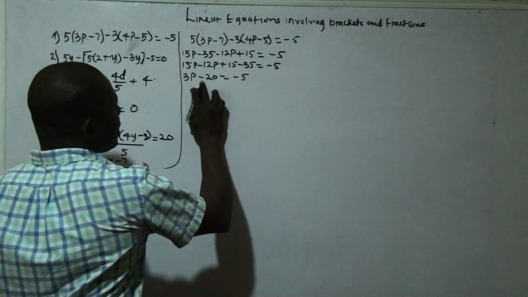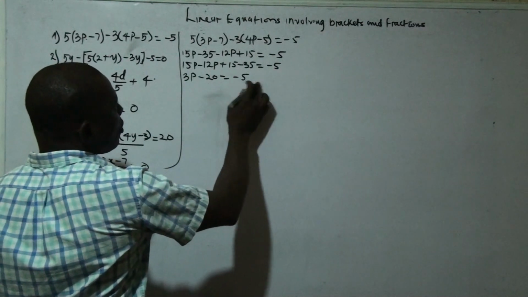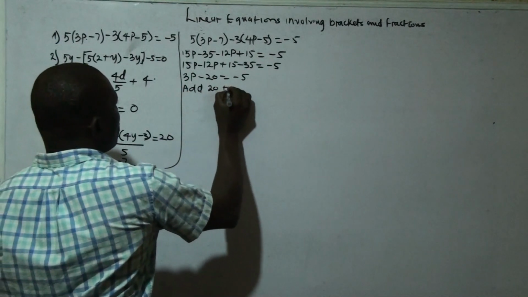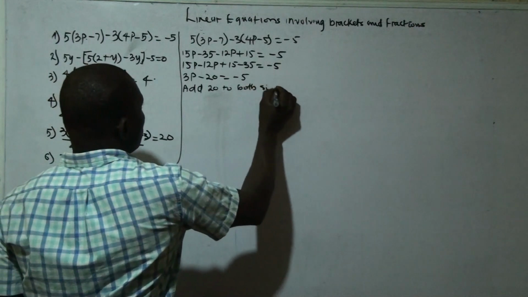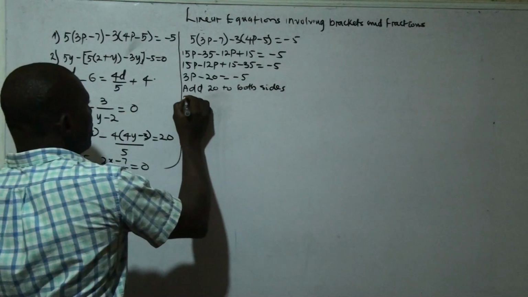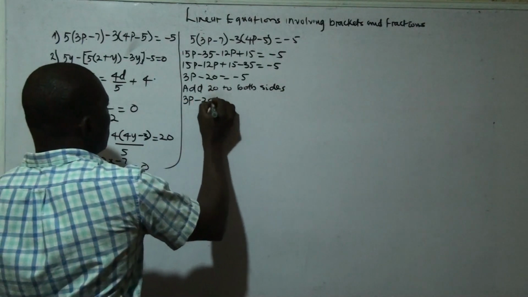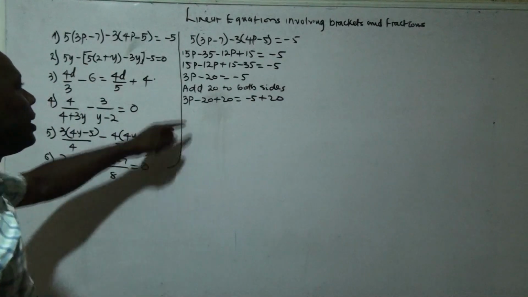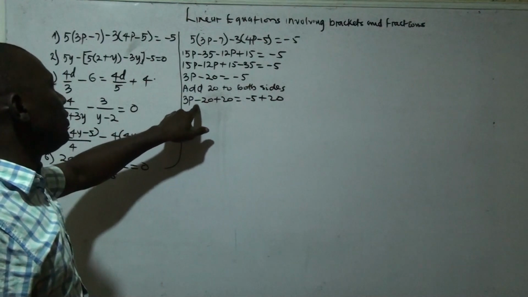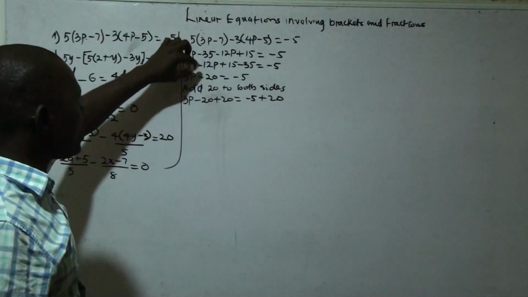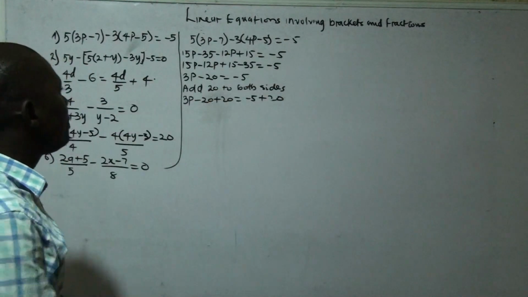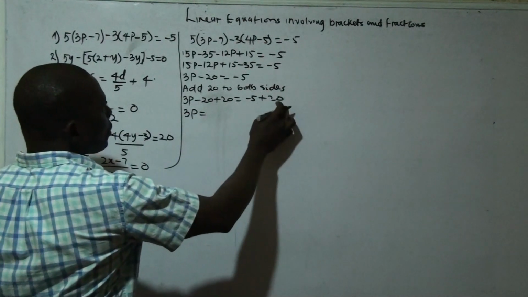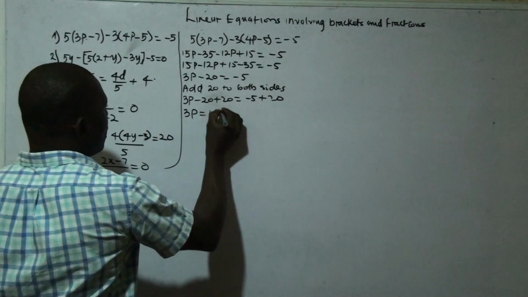So all we need to do here, this is minus 20, we add the additive inverse of 20 to both sides. So we say add 20 to both sides. We have 3p minus 20 plus 20 is equal to minus 5 plus 20. Why we said add is because we want to get rid of this one from this side, we want to move it here. But if we say collect like terms, it still works. So here it becomes 3p is equal to minus 5 plus 20. 20 minus 5 gives 15.